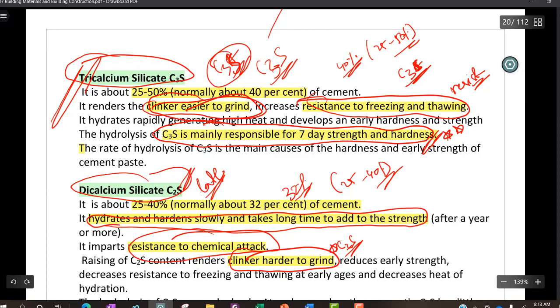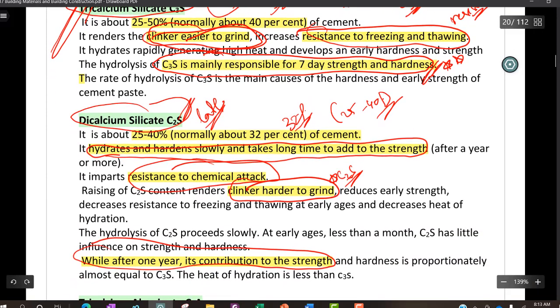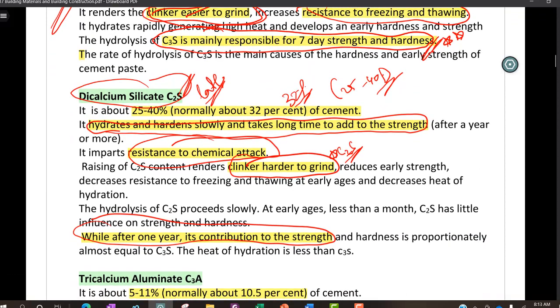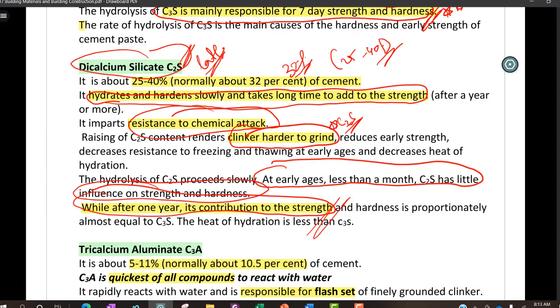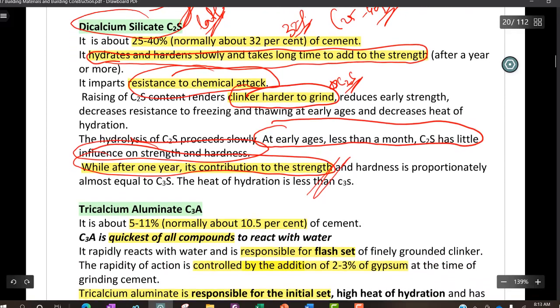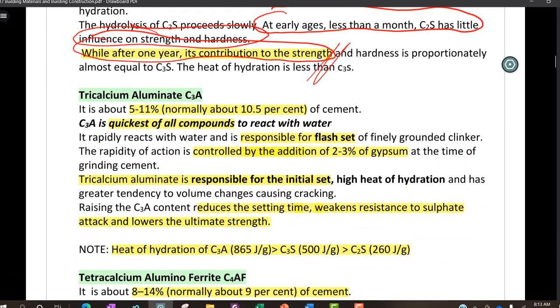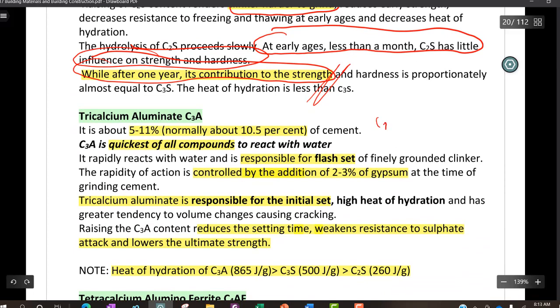These are the small differences which you have to observe and you should make note of in your mind. Okay, so remember, it gives long-term strength, and at early stages, less than a month, this C2S has literally very little influence on strength and hardness of your cement. Remember, very important bit, right? And next is C3A.